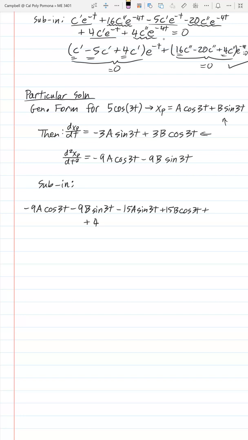And so that's 4b times sine 3t. Oh, my mistake. I missed the first term. My eyes just skipped a term there. My apologies. 4a times cosine 3t plus 4b times sine 3t, and that's equal to 5 times cosine 3t.